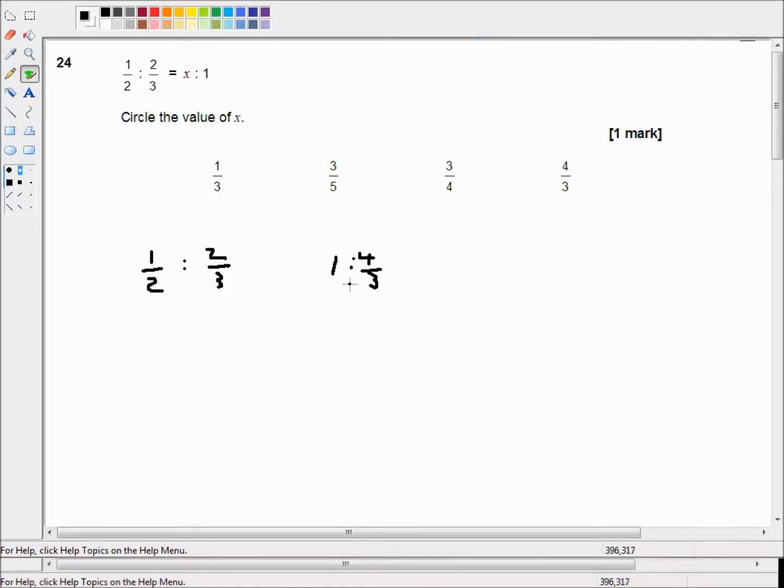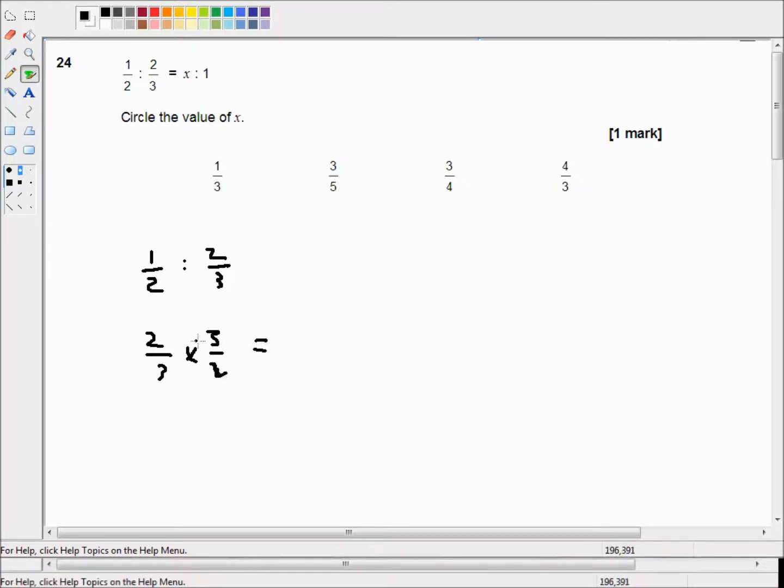The only problem is it's in the ratio of 1 to x, and we want it in the form of x to 1. So the question is, what do we have to do to 2/3 to make it 1? Well, the answer is simply to multiply it by what we call the multiplicative inverse, or the reciprocal. So this is 2/3 multiplied by, and the reciprocal is just a fancy way of saying flip the top and bottom. So multiplying by 3/2.